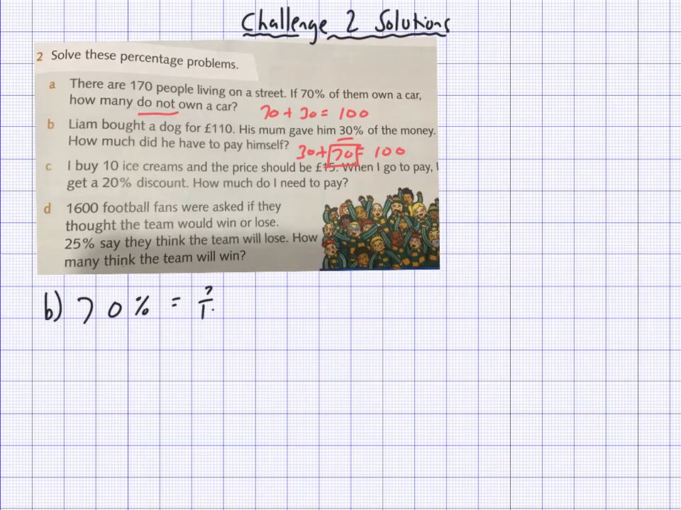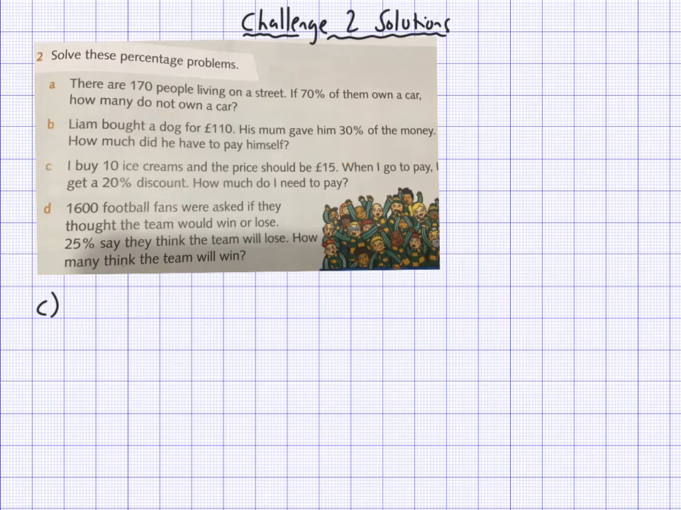70% equals 7/10. So I'm finding 7/10 of this amount. £110 divided by 10, divided by the bottom, is £11. So 10 is the bottom number, we've divided by the bottom, which gives us £11. Then we need to multiply that by the top, and you'll know this one from your tables, 11 times 7 is 77, so he had to pay £77 himself.